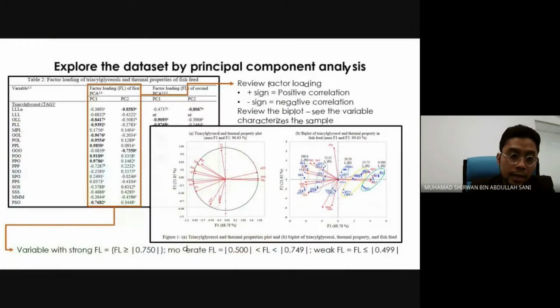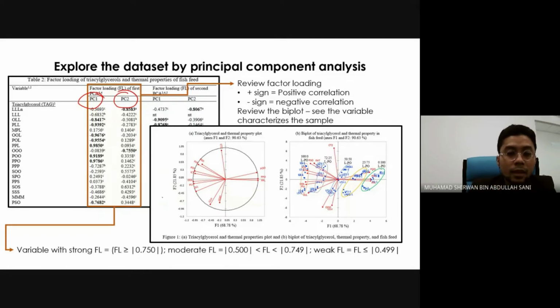And then they were able to produce a table. In this table we have two PCs, the highest PCs that bring the most data. From here, we can get the factor loading. We talk about factor loading that can be divided into three groups. The first group is if the factor loading is more than 0.75, that indicates the variable having this factor loading is a significant one that may characterize the sample source.